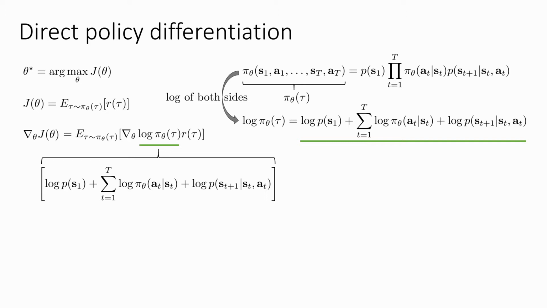And now remember that we're trying to take the gradient of this whole thing. So we don't really care about this quantity, we care about the gradient of this quantity. And of course, because we have a sum, we can push the gradient operator inside the sum. So can anybody tell me what grad theta log p of s1 is equal to?